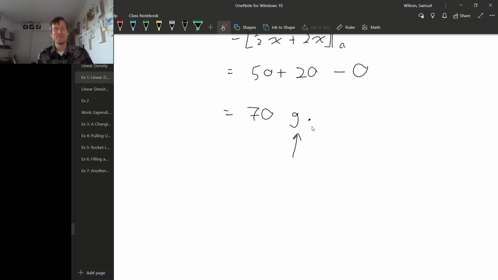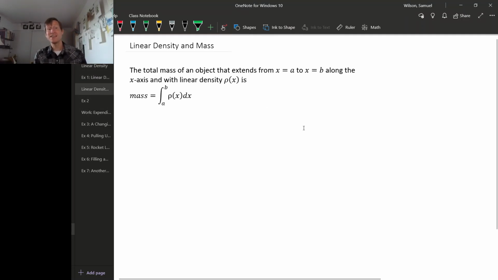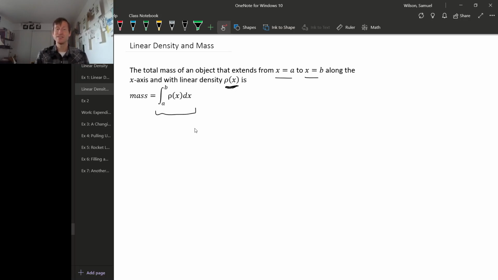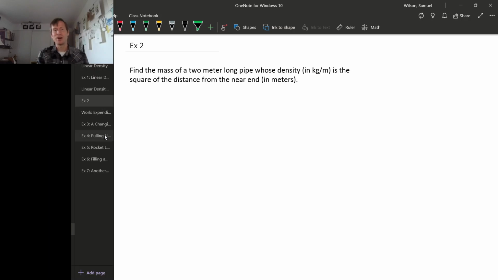All right, so the general idea here is if you have some sort of linear object that extends from one x value to another, say from a to b, and its density is given by some function rho of x, then the total mass of that object is just the integral from a to b of rho of x dx. So this is yet another example of where integrating a function tells you something useful. In this case, it's mass. Let's look at one more example.